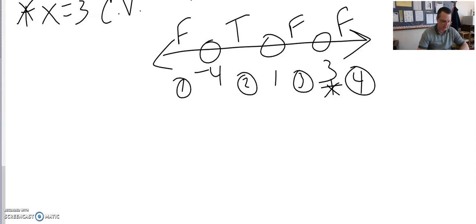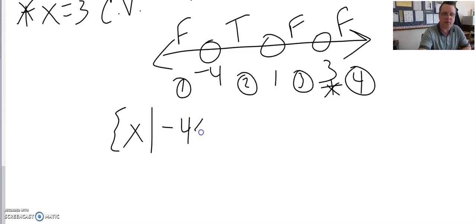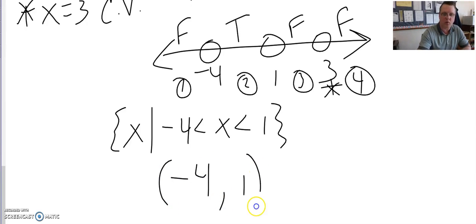Now it says to state the solution either in interval notation or set builder notation. Okay? So it doesn't matter. This is your set builder: x such that -4 less than x less than 1, like that. And that's your set builder. Sorry, interval is (-4, 1), like that. Parentheses because neither one is included in the solution.